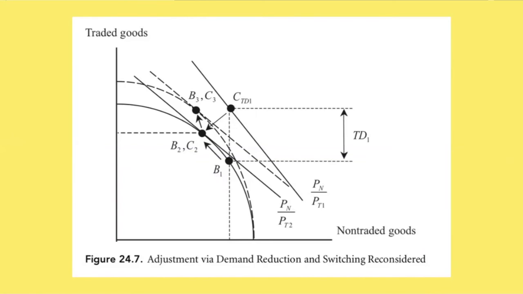These have the effect of shifting out the PPF along the traded goods axis, so instead of the economy coming to rest at points B2 and C2, it can end up at a point along the new PPF, such as B3 or C3. You can see the arrow right here.